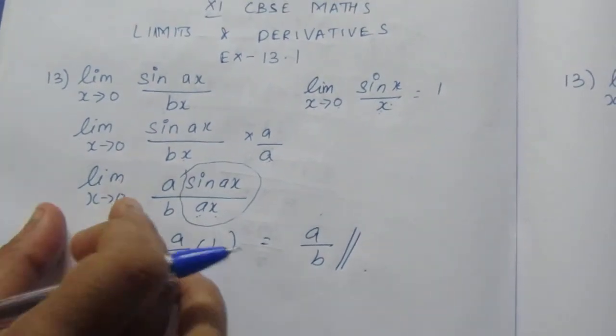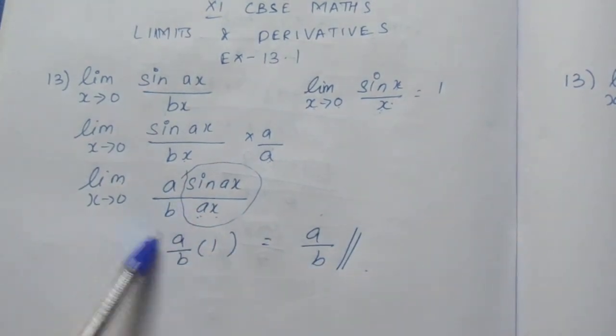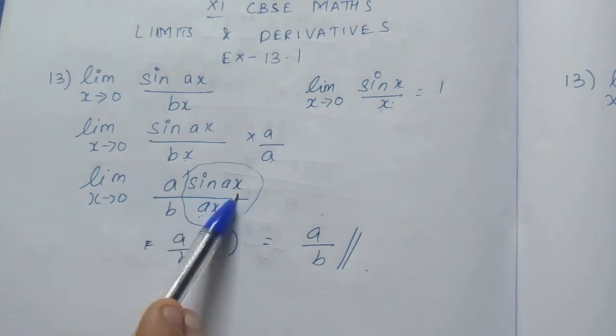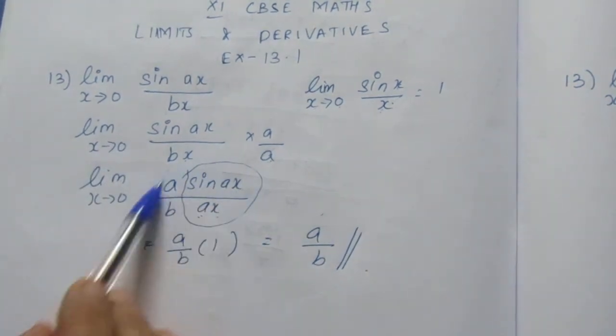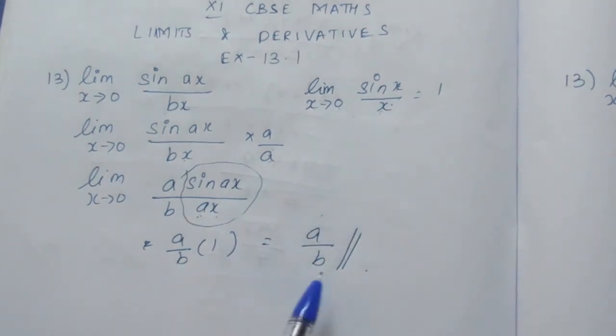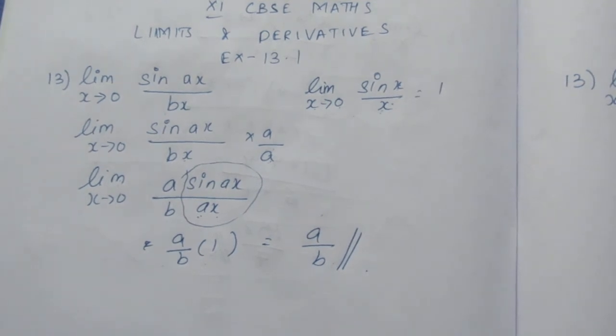Remember that in a multiplication we can apply the limit separately. If there is no x value in a by b, we do not apply 0 to it. I am just applying the limit value to this part. So it's in the form of the formula, so it is equal to 1. Multiplying these two, we get a by b. So a by b is your final answer for the sum.